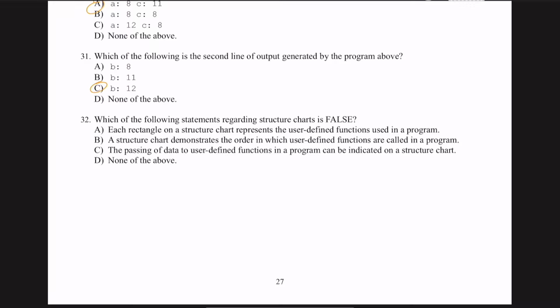C. The passing of data to user-defined functions in a program can be indicated on a structure chart. For this we can do something like arrows with an annotation above the arrow saying what parameters we're sending to the function or what information we're receiving back. So based on the directions of the arrows, we can quickly identify if the function is void or if there are no parameters, based on where the information is flowing, or if it's not flowing at all between functions. Therefore, all of these are true by definition, really.